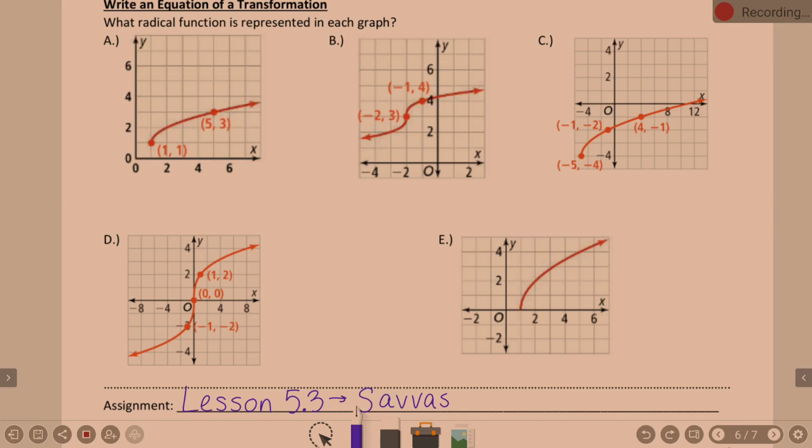Okay. As we look at A, what kind of graph is this? Is it a square root of x graph? I'm just going to write some little notes to myself here. That's a square root of x graph, isn't it? Okay. Where is it moved? It normally starts at 0, 0. Where is it starting at now? It moved right 1 and up 1.